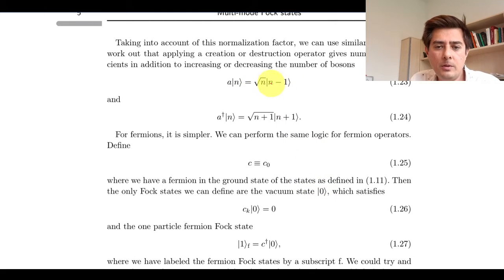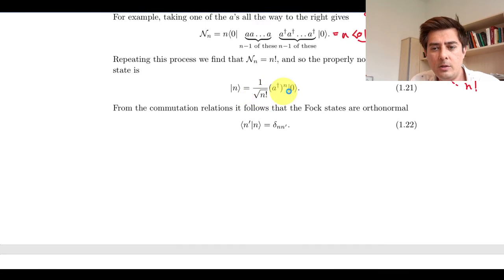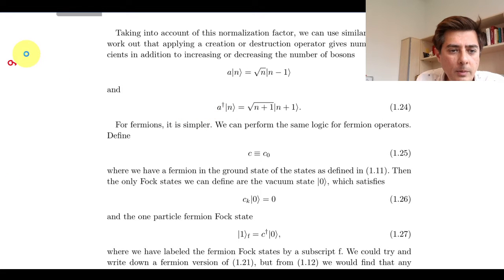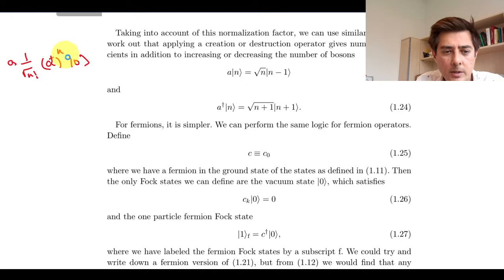With similar arguments, you can work out that if you apply the annihilation operator A on the state n, you'll get this square root of n factor. Let's work that out. We've got A applied on the definition of this n, using definition 1.21, which is 1 over square root of n factorial, (A†)^n on the vacuum. Our strategy is to work out this expression when you move this A all the way to the end. The reason we want to move it to the end is that once A is acting on the vacuum, it will give 0, and so we can just forget about it.